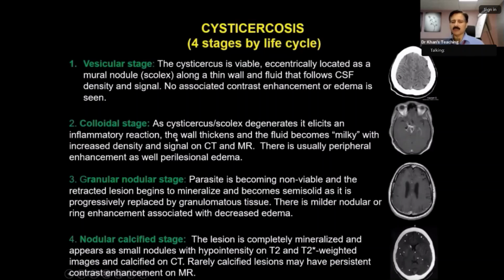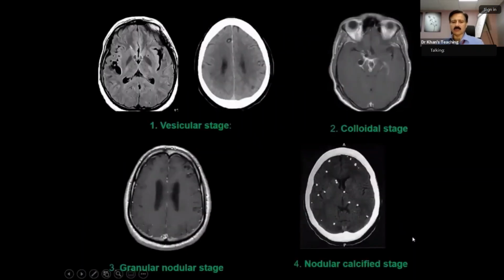Then what happens? There is an inflammatory reaction, and this reaction becomes symptomatic. The colloidal stage becomes symptomatic, and the patient will present to you clinically, and when you give contrast, there will be ring enhancement. There can be what we call leptomeningeal enhancement or dural enhancement, and so it will be very acute. Then the inflammation settles down, the granular nodular pattern, and finally the nodular calcified stage, which will be like this. Calcified stage anywhere will have calcification.